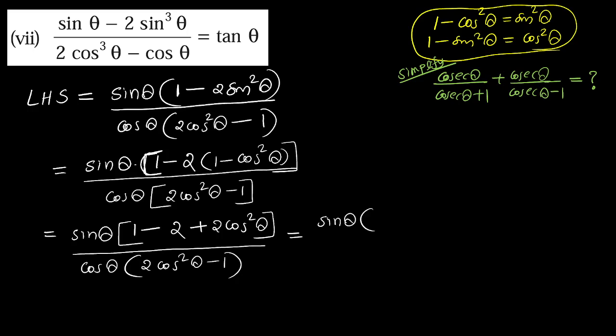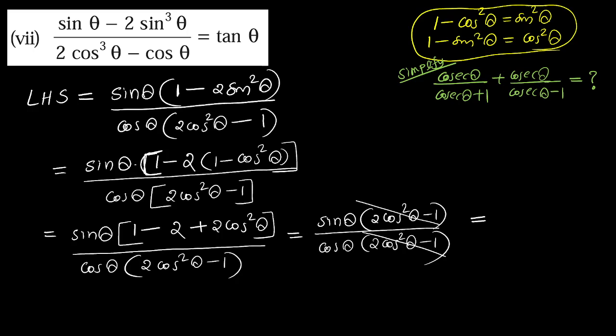So sin theta into (2 cos square theta minus 1). 1 minus 2 will be minus 1, so the numerator is 2 cos square theta minus 1. And the denominator is cos theta into (2 cos square theta minus 1). 2 cos square theta minus 1 cancels in numerator and denominator. Sin theta by cos theta, we studied in the beginning itself, is tan theta. RHS. So LHS equals RHS.